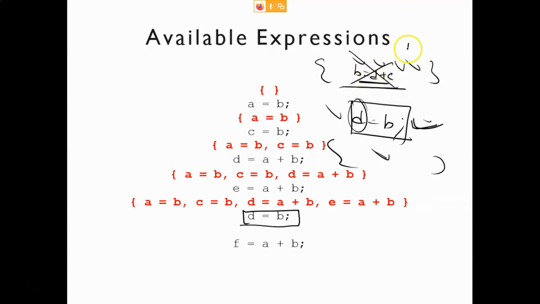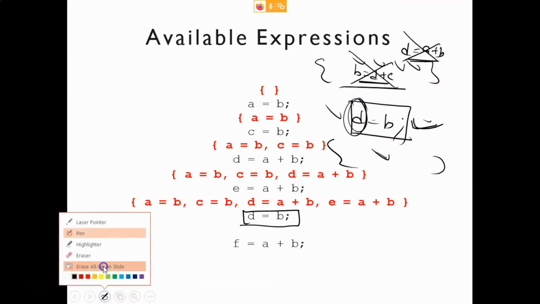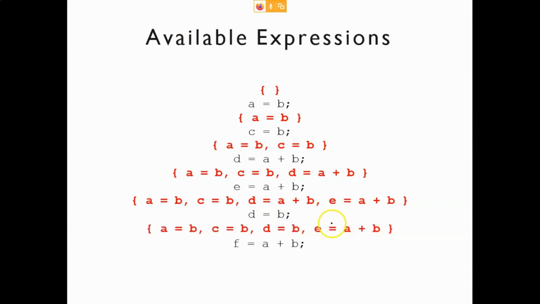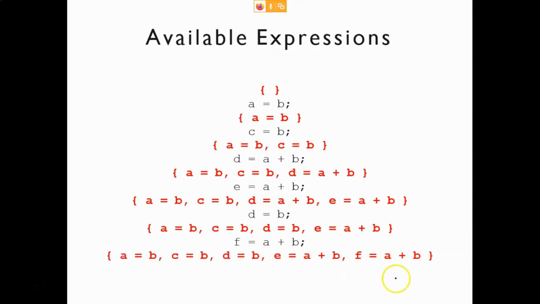So that's why this expression is not available now, because the value of D has changed. Similarly, if you have this type of statement, A equal to B plus C, D equal to A plus B, then this is also not available, because now the value of D has changed. This is your available expression analysis. So after this statement, you can see that this expression is not available now, but this is available. After this statement, this is available. So this is your final answer. This is your available expression analysis.